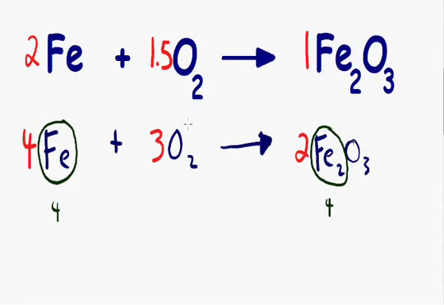So now let's double check our oxygen. Notice on the left-hand side how we have 2 atoms of oxygen being multiplied by 3 molecules, so we have 6 total oxygen. And on the right-hand side, we have 3 atoms of oxygen being multiplied by 2 molecules, so we also have 6 total oxygen. So now we have double checked our answer. We have 4 irons and 6 oxygens on the left-hand side, and we also have 4 irons and 6 oxygens on the right-hand side.